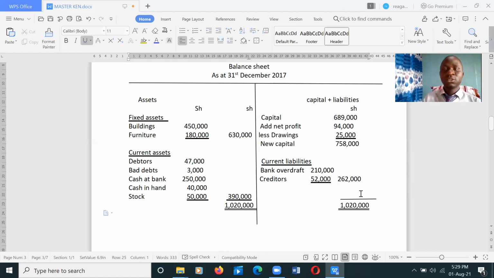Finally, it has balanced. It's important to note that the trading profit and loss account, when well prepared, will have an effect on the balance sheet, and therefore there's no way the balance sheet will not balance if you did the right thing or made the right entries. So that is how we prepare the trading profit and loss account and eventually prepare our balance sheet, which you have seen has balanced.